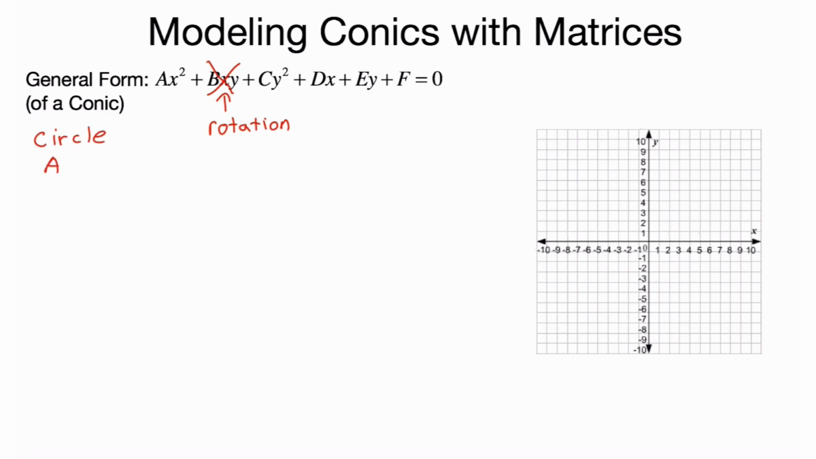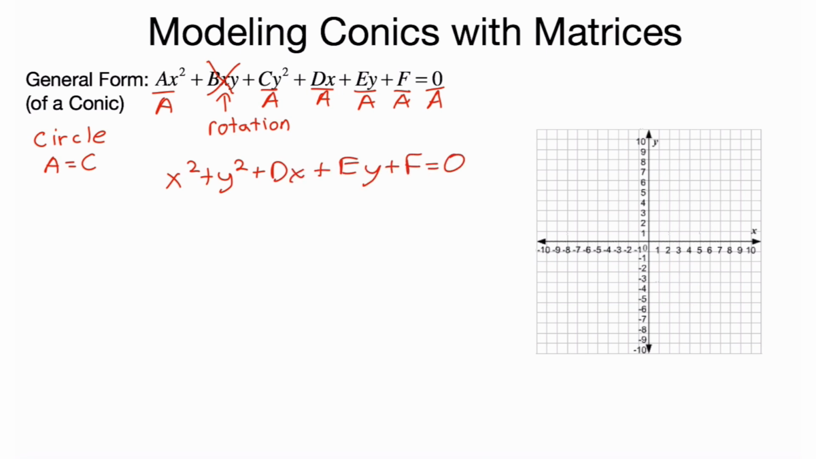On a circle, the A and the C value are equal. So if we divide the entire equation by A, the A and the C value will reduce to 1. D, E, and F are unknown values. When each of the unknowns are divided by A, they are still unknown, so we will still represent them with D, E, and F. By dividing by A, we have reduced our unknown coefficients from 5 to 3.